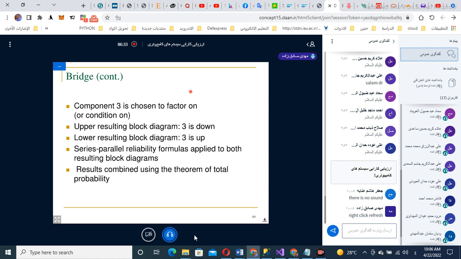Component 3 is chosen to factor on, conditioning on it. In the upper resulting block diagram, component 3 is down. In the lower resulting block diagram, component 3 is up. Series-parallel reliability formulas apply to both resulting block diagrams. The results are combined using the theorem of total probability.